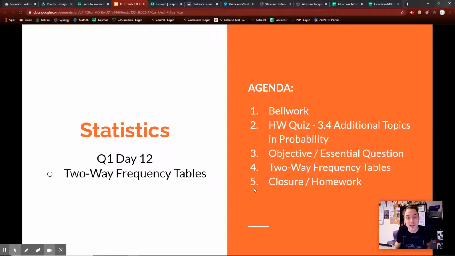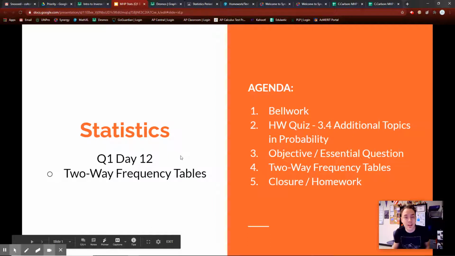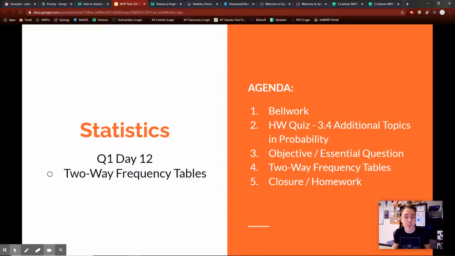Welcome back, Stats. This is what we're going to be doing today, just two-way frequency tables. This is something that we've already done in the past when we looked at conditional probability at 3.2 last week, but we're going to be reviewing a lot of it today and diving a little bit deeper into what two-way frequency tables are. So first, we're going to go to the bell work, then the homework quiz for 3.4, and then finally two-way frequency tables and just a couple of examples, and then we'll get to the closure.